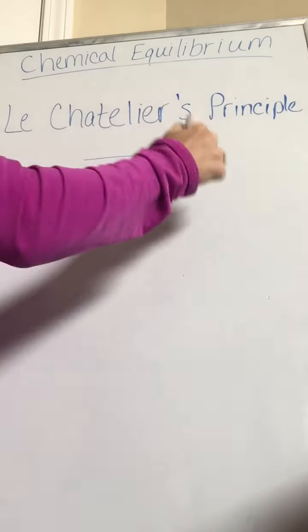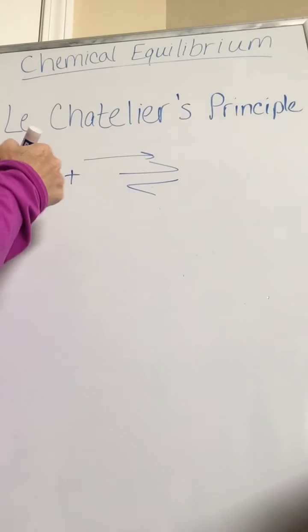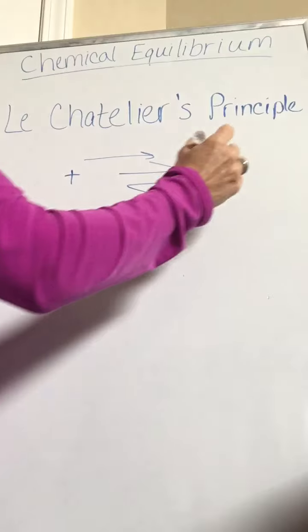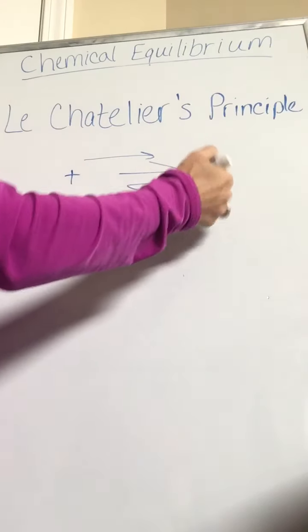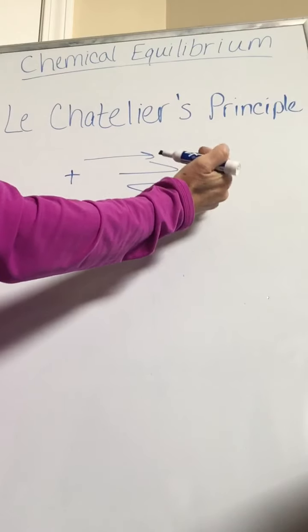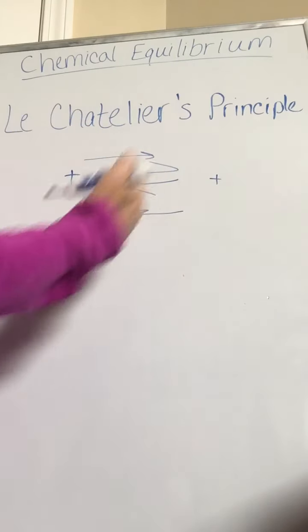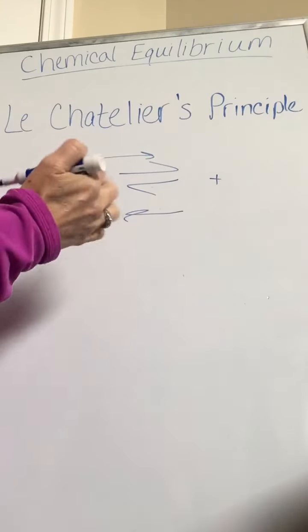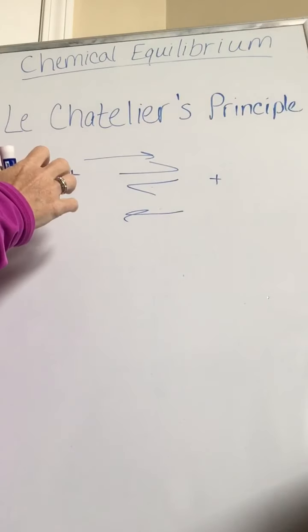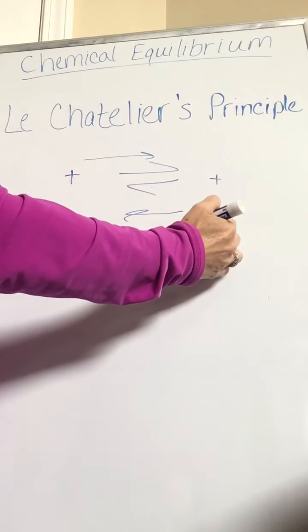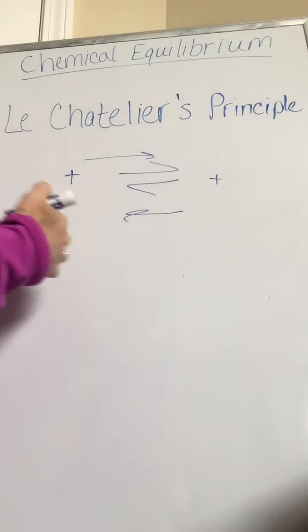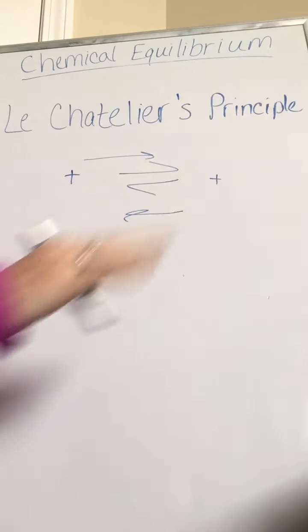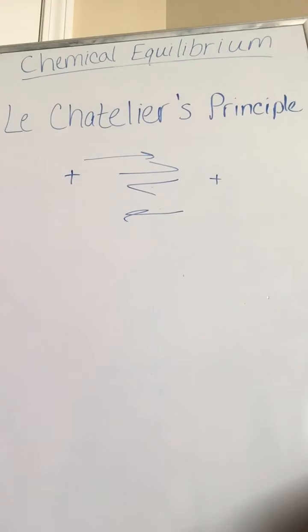And if you add products, or if you take reactants away, but if you add products, then the same thing, it's going to push the reaction this way because then it's going to have a higher concentration of products and it's going to shift the reaction. So what Le Chatelier's principle tells us is if you add reactants, it's going to shift the reaction towards products. If you add products, it's going to shift it towards reactants. So in general, it shifts it away from where you added the extra amount.